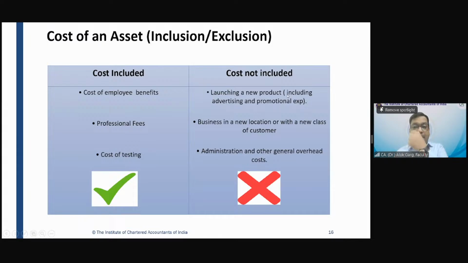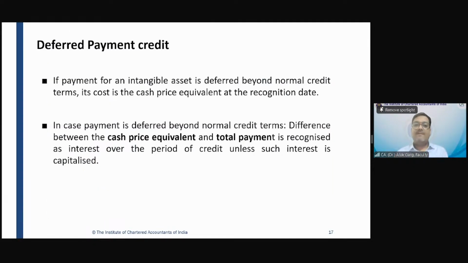So these are the examples of cost included and cost not included. Cost of employee benefit, professional fee, testing cost, these are the costs included. What are the costs not included? Like brand promotion, launching a new product, advertisement, administrative and other general overhead. These are the costs which are not required to be included in the cost of intangible asset, right? These expenses are required to be charged to the P&L when incurred.